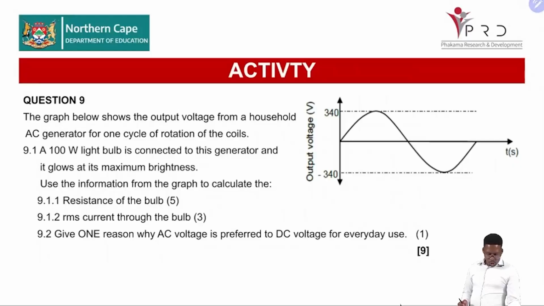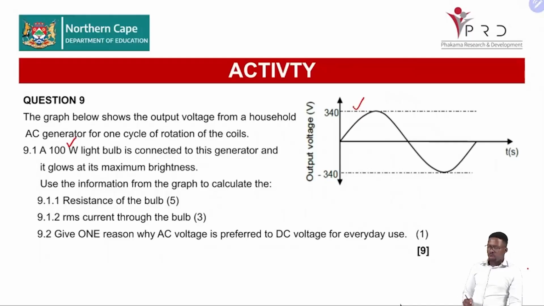The graph below shows the output voltage of a household AC. You can see the graph. It speaks to AC, for one complete cycle. A 100-watt light bulb is connected to this generator and it glows at its maximum brightness. Use the information from the graph to calculate the following. The resistance of the light bulb. If you look at the information that we're given, the power, and we're having Vmax.